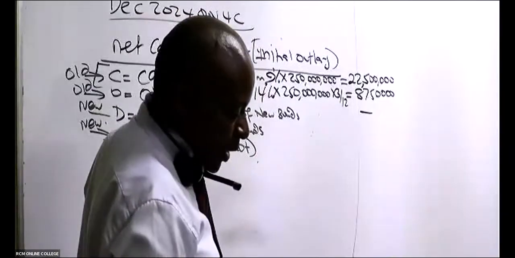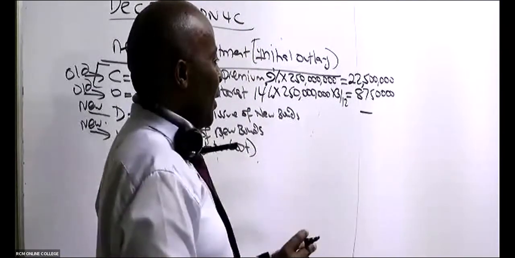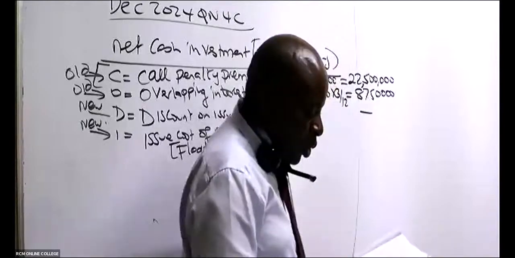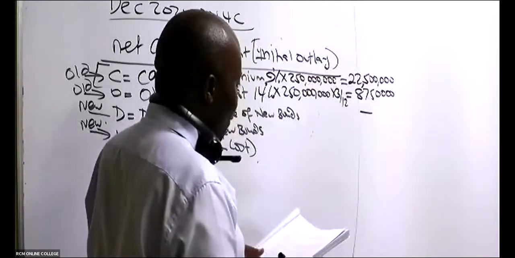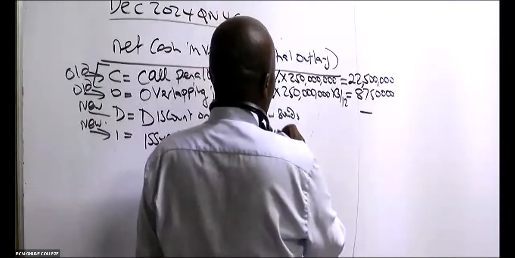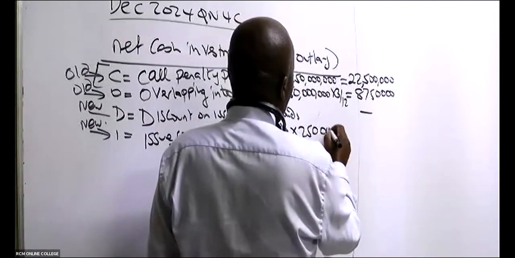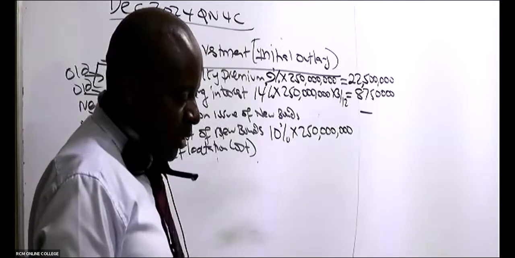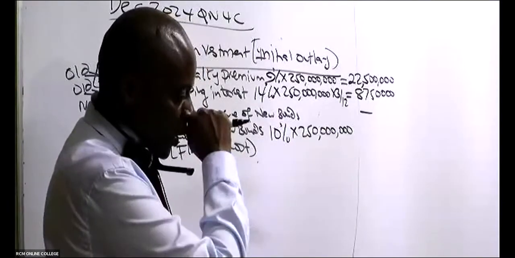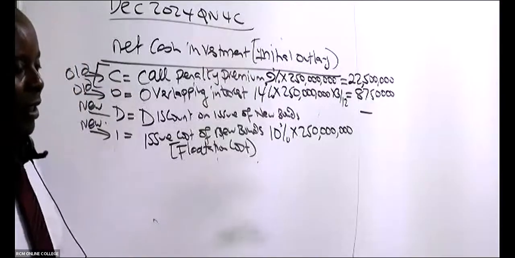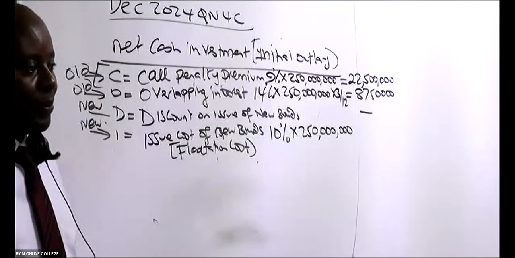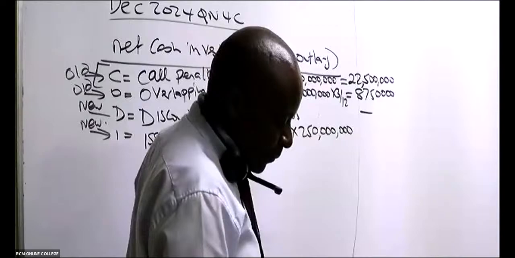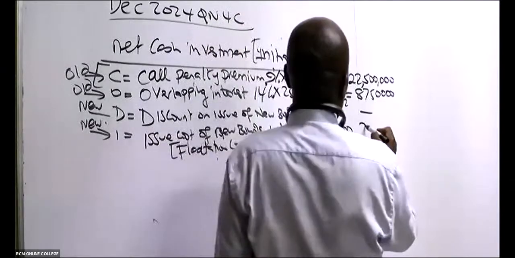But we happen to be having issue cost of the new bond. Is there anybody who is able to see the issue cost of the new bond? So the issue cost of the new bond, we are told, ladies and gentlemen, is 10% of the gross proceeds. So in this case we have 10% of the gross proceeds, which are 250 million. 10% of that. So this gives us what here, somebody? 25 million, right? 25 million.